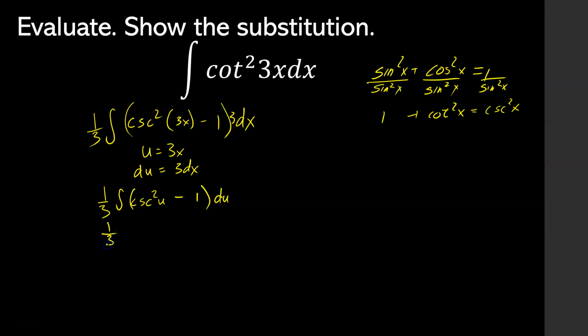du. Let's do some antiderivatives. What has the derivative of cosecant squared? Cotangent, except the derivative of cotangent is negative cosecant squared. What has the derivative 1? That would be, in this case, u. I just distributed the 1/3 so I wouldn't forget later. So 1/3 cotangent of 3x minus 1/3 of 3x plus our constant.